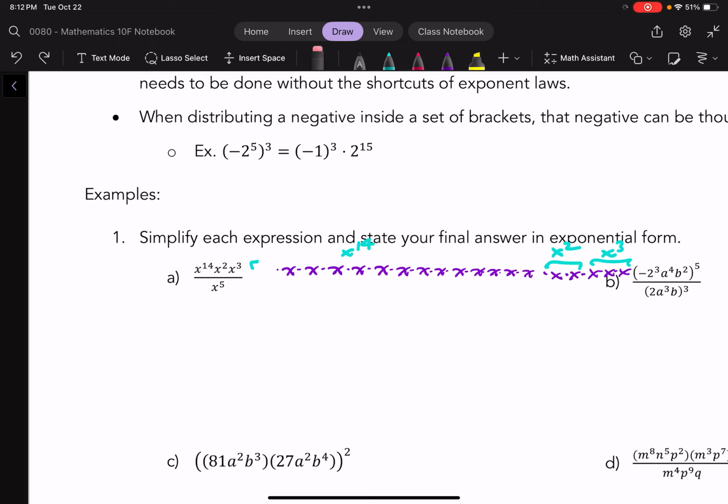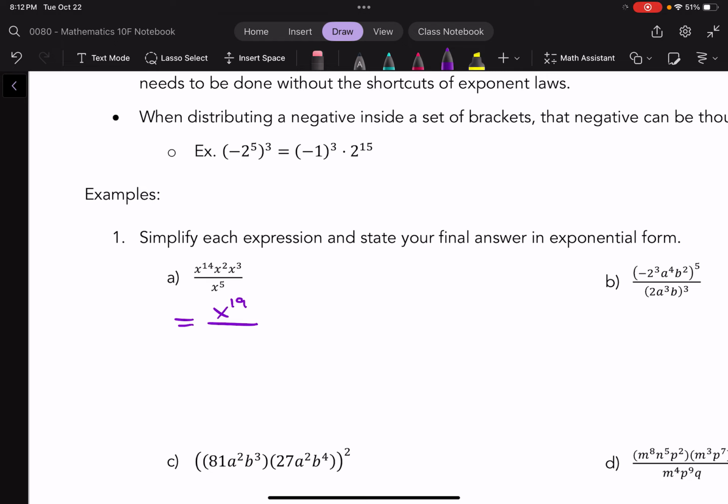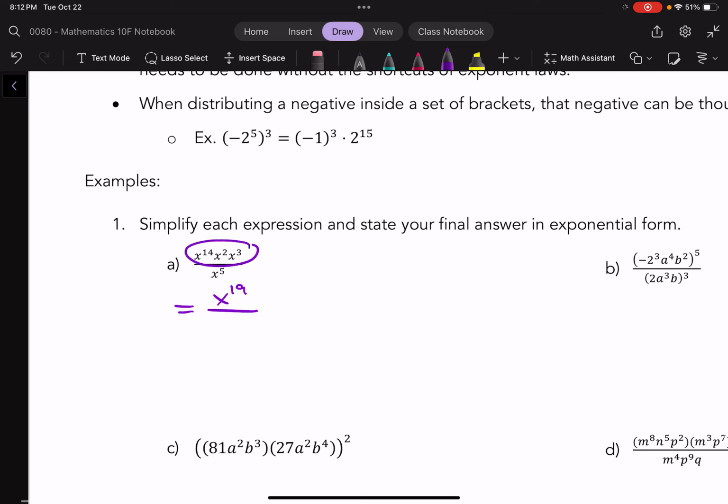As a result, even if we forget our power laws, we can say that that numerator is x to the power of 19. Our fast way of getting that is saying we're multiplying a bunch of powers with the same base. So we're going to keep the base and add the exponents together to give our new exponent.